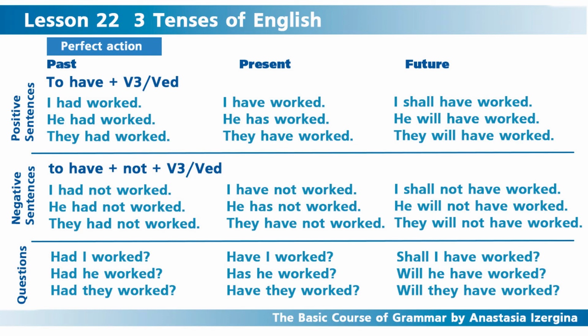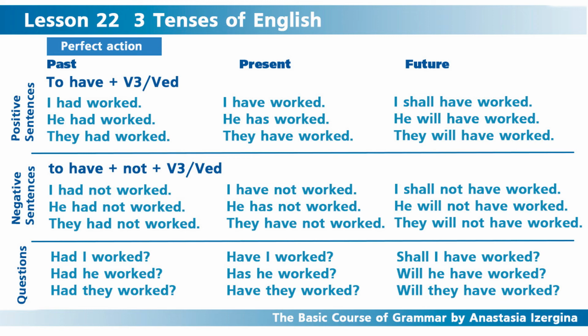Next, we're going to talk about perfect action in past, present, and future. Here, we are going to have auxiliary verb to have, plus main verb is going to be in the third form of irregular verbs, or it will have ending ed. So, in past, the form of to have verb is had. In present, it's have or has, and in future, it is shall have or will have.